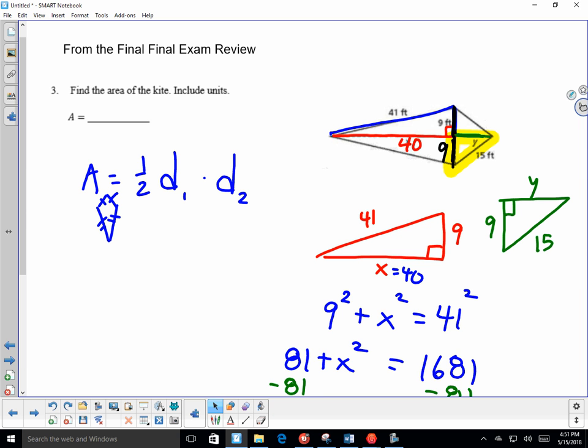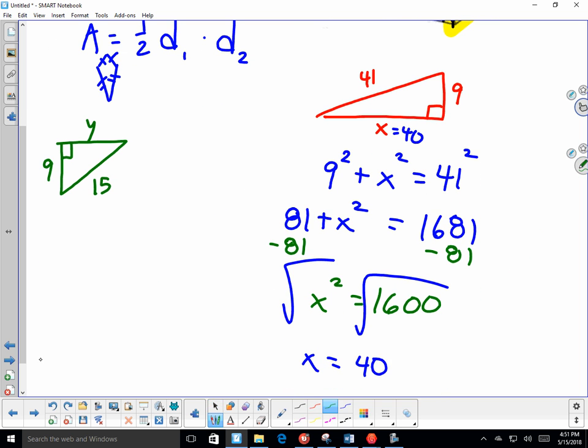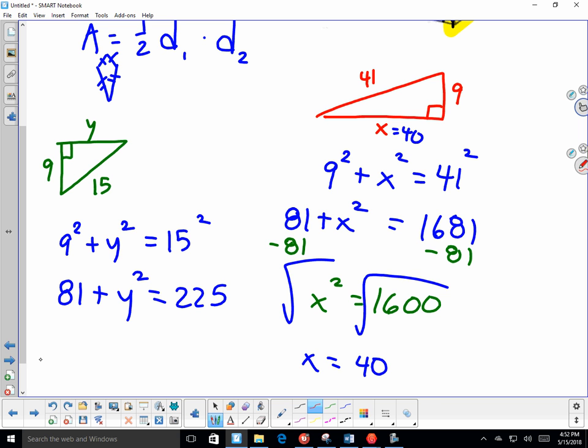So if we're trying to figure this out, we're going to say, again, Pythagorean theorem, 9 squared plus y squared equals 15 squared. So we get 81 plus y squared equaling 15 squared, which is 225. And then if we subtract 81 from both sides, we get 144.